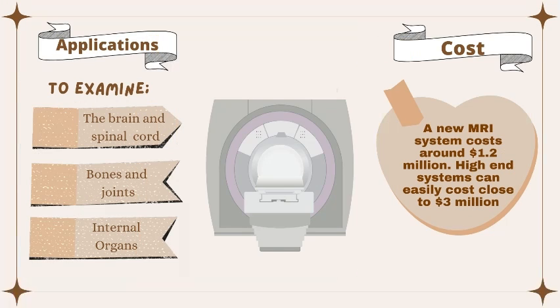Applications of MRI. We use MRI to examine the brain and spinal cord, bones and joints, and internal organs such as the liver or womb. For the cost, a new MRI system costs around 1.2 million USD. High-end systems can easily cost close to 3 million USD.